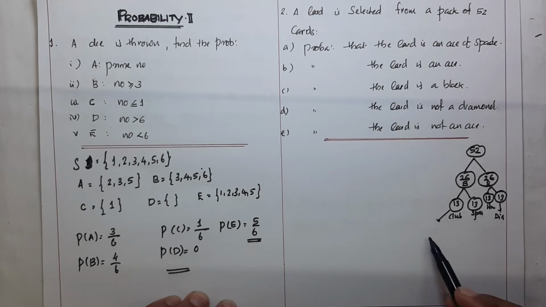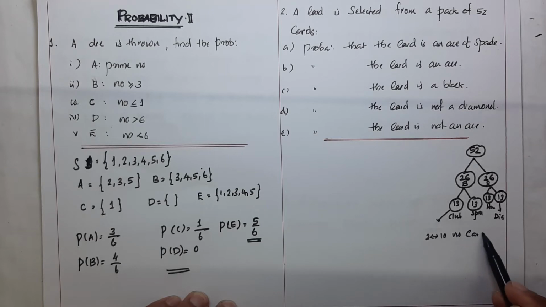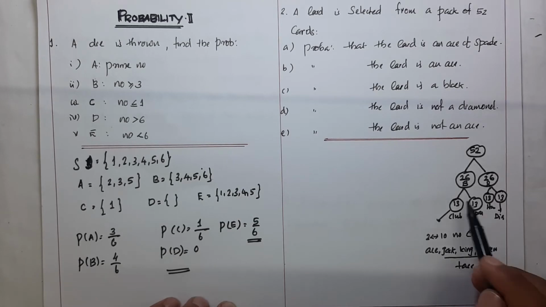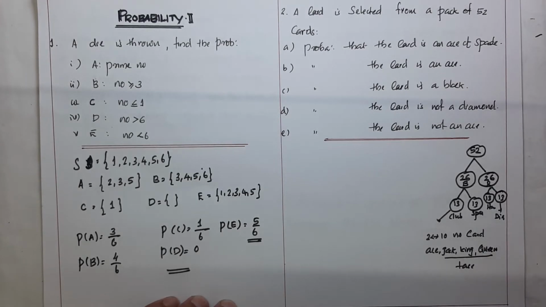In each 13 cards, there are the number cards 2 to 10. Then the remaining 4 cards are ace, jack, king and queen. Jack, king and queen are called face cards. That means there exist totally 12 face cards, because club contains 3 face cards, spade contains 3 face cards, heart contains 3 face cards and diamond also contains 3 face cards.